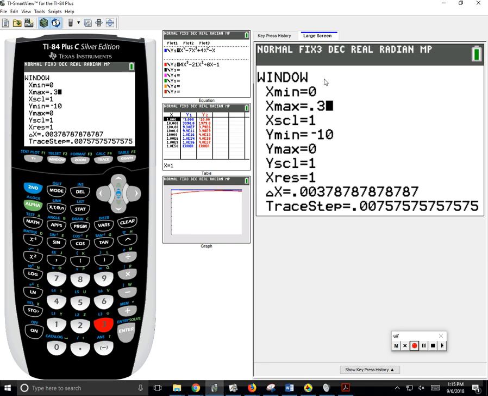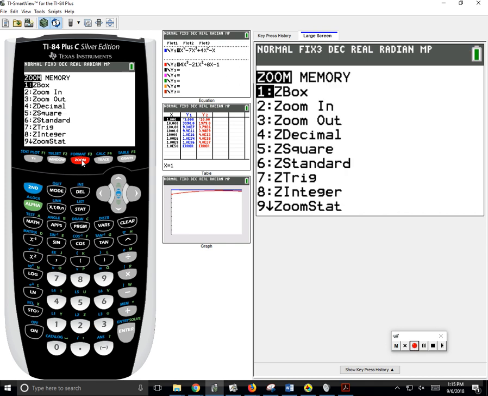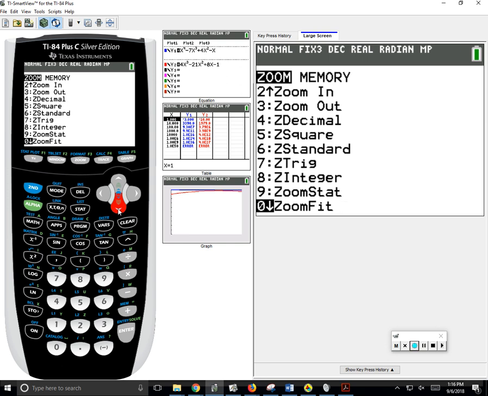Now hit the zoom key. And I want to choose zoom fit. Unfortunately, zoom fit is not displayed, so you arrow down patiently. So I hate to arrow down that many times, so I just memorize. Zoom fit is zoom 0. I press the 0 key, no enter. The graph will now appear eventually.